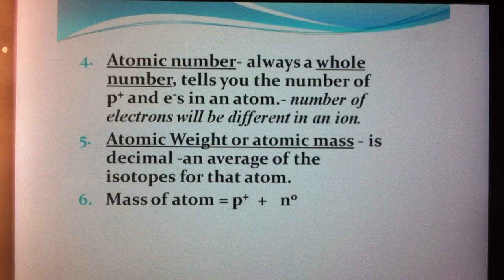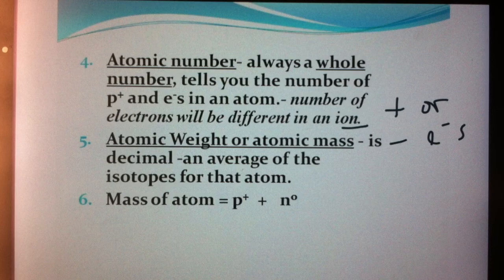The atomic number is always a whole number. It tells you the number of protons and electrons in an atom. The number of electrons will be different in an ion, because remember, an ion means that you add or subtract electrons, and that's how an atom gets a charge. But when the atom is neutral, the protons and electrons will be equal. So this is true for an atom. Remember, whenever you lose or gain electrons, we're not talking about an atom anymore. We're talking about an ion.